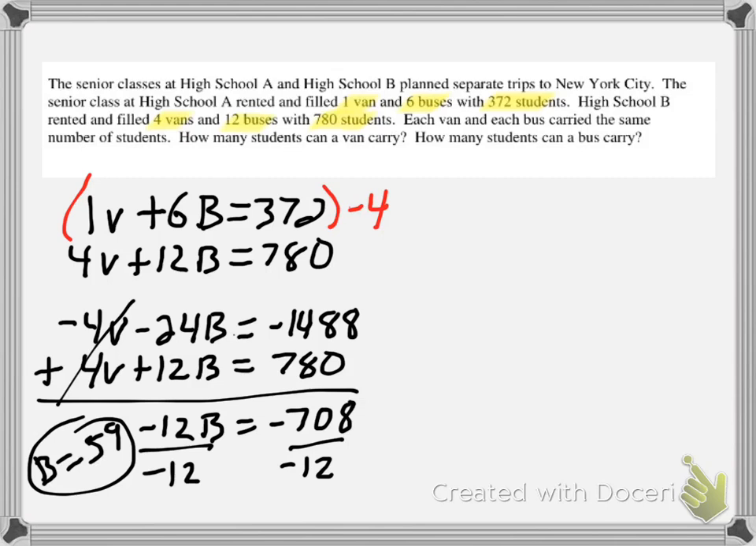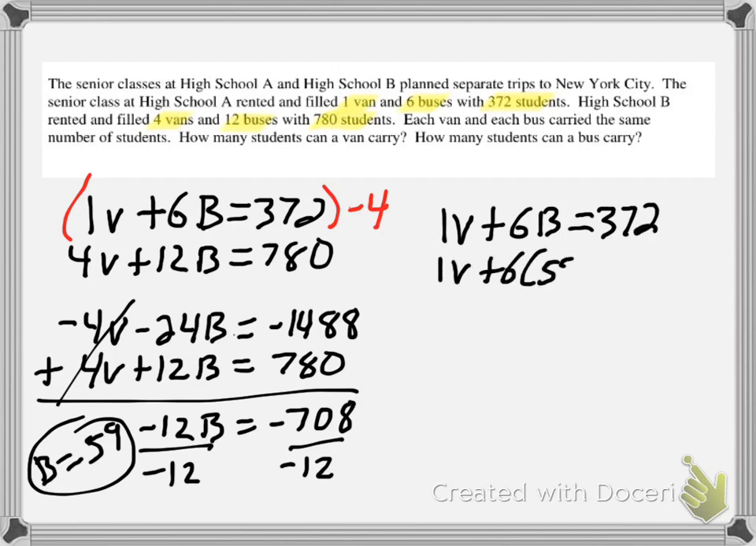Alright, so now I have to find the vans, I'm sorry. So again, I just pick an equation, doesn't matter which one. I'm going to pick the top one. So 1v plus 6b is equal to 372. Well, in this one, I know that my b value is 59. So, and right here, 1v is the same thing as v.